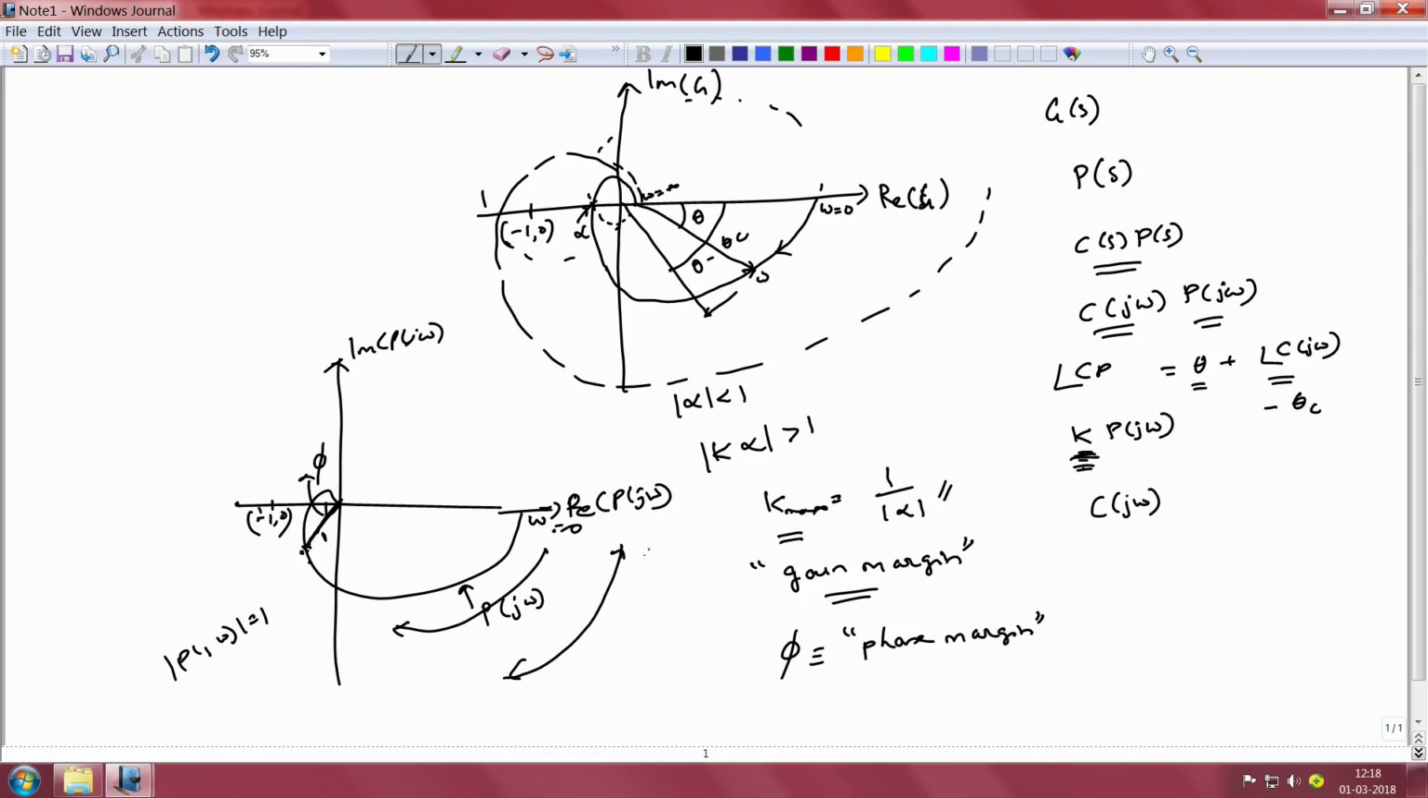So, in this frequency range the magnitude of C can be much greater than 1 and the phase lag of C can also be relatively large, but in this frequency range where we are near the critical point, it is good for the magnitude of C to be small as well as the phase of C to be also small.